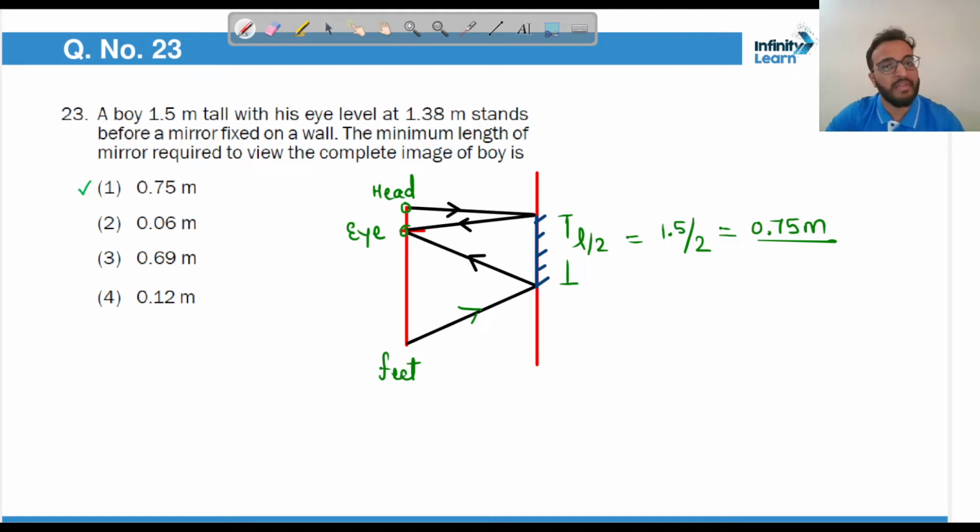Now here, a man 1.5 meter tall with his eye level at 1.38 meters stands before a mirror fixed on the wall. The minimum length of the mirror required, remember, doesn't matter where his eyes are. Just the answer is L by 2. The answer will be 0.75 meter. Just remember this thing, no need to worry.